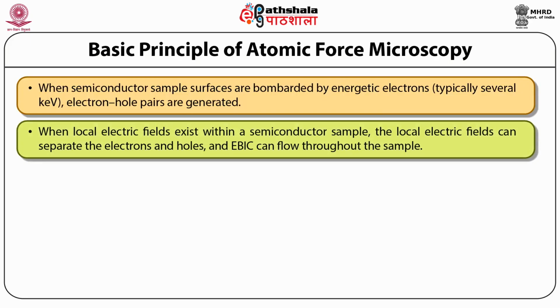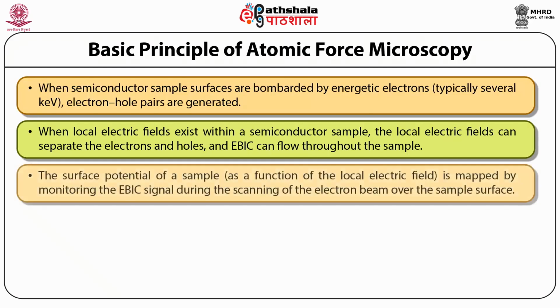exists within a semiconductor sample, the local electric fields can separate the electrons and the holes, and the EBIC can flow throughout the sample. The EBIC is linearly dependent on the local electrical field on the sample surface. The surface potential of a sample as a function of the local electric field is mapped by measuring the EBIC signal during the scanning of the electron beam over the sample surface.